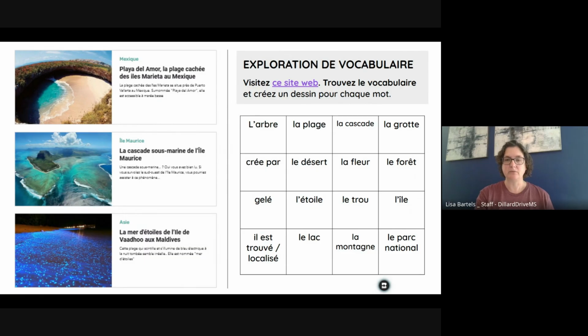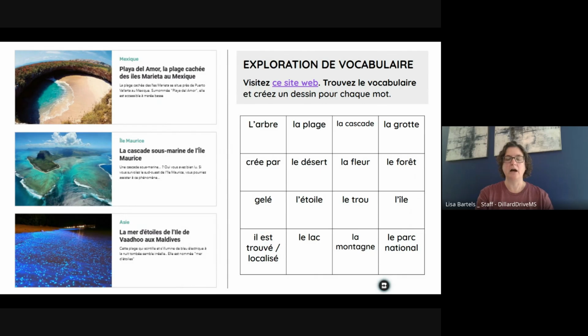So I give them a link to the website, which I've linked here in the slides for you. And I ask students to find these vocabulary words. So l'arbre is a tree, la plage is the beach, la cascade is a waterfall, and so on. These are words that appear in the headers of each of the 25 entries. And I ask the students to just look at the headers, just look at the pictures, and see if you can figure out what these words are and just draw a little picture here.